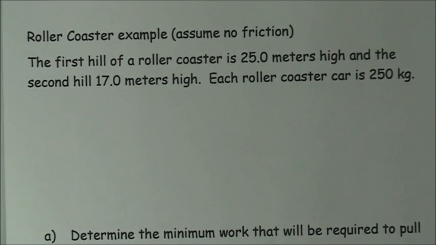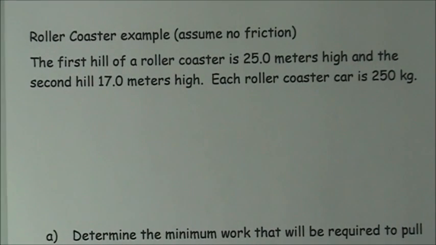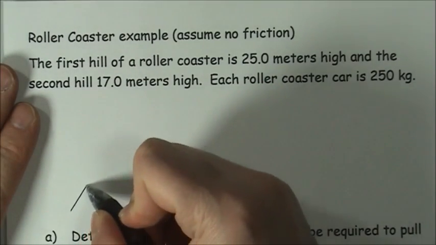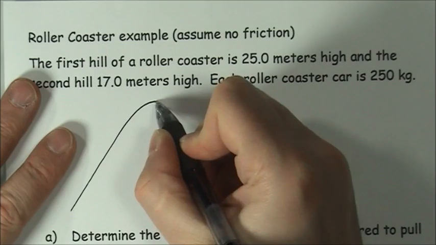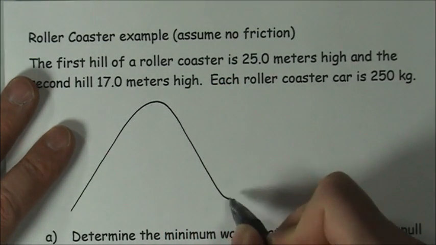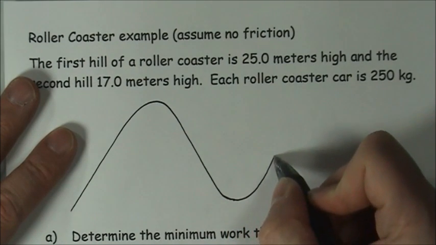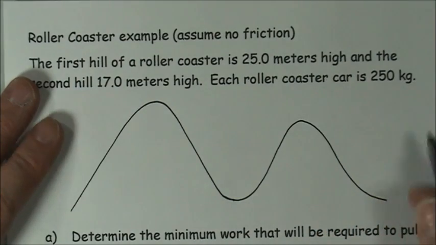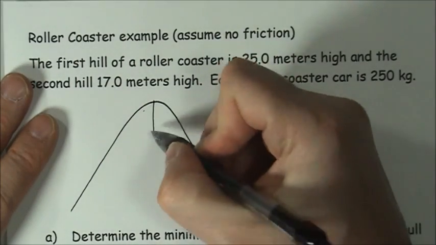So let's take a simple example where the first hill of a roller coaster is 25 meters high, and the second hill is 17.0 meters high. And each roller coaster car is 250 kilograms. So let's draw what that looks like. So the first hill, 25 meters tall, and the second hill only 17 meters tall. So this guy is 25.